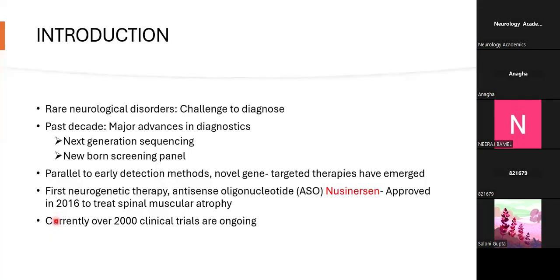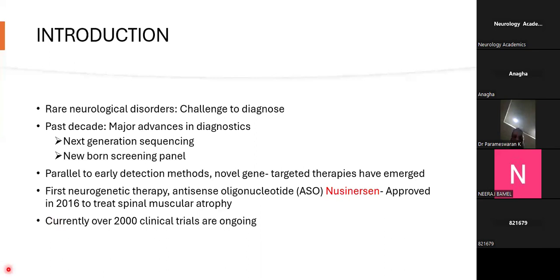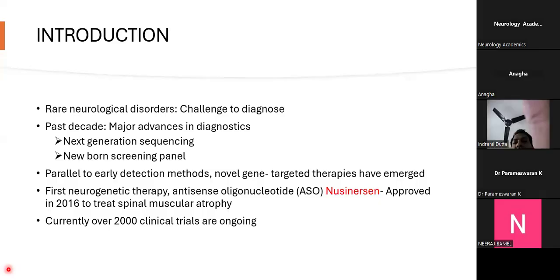So there are over 300 million people living with rare neurological disorders worldwide, and they are often a challenge to diagnose. However, in the past decade, there have been major advances in diagnostics, particularly in the field of genome next generation sequencing. And there has also been the advent of newborn screening panels, which enable detection of these neurogenetic disorders at an early pre-symptomatic or early symptomatic stage.